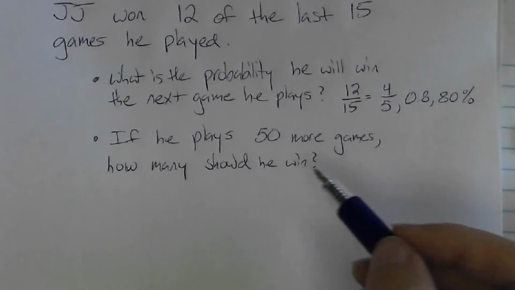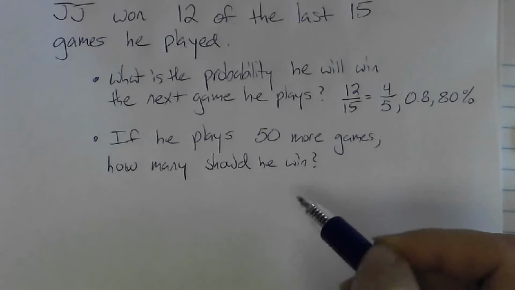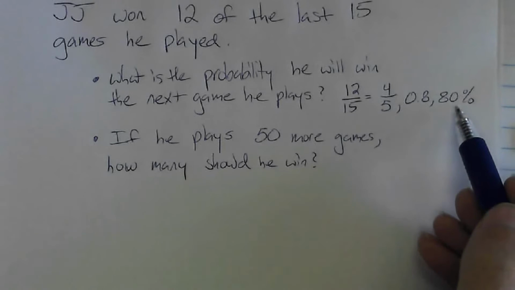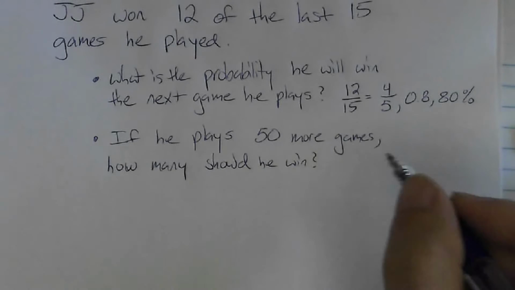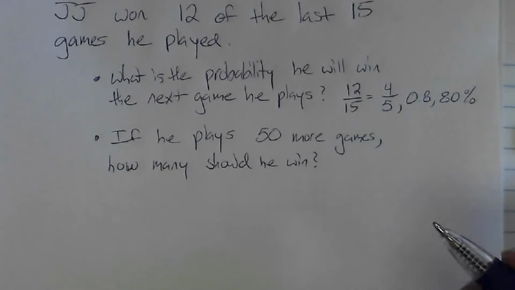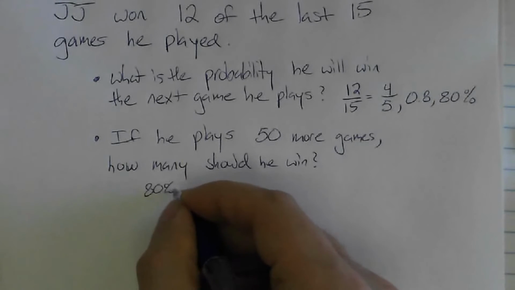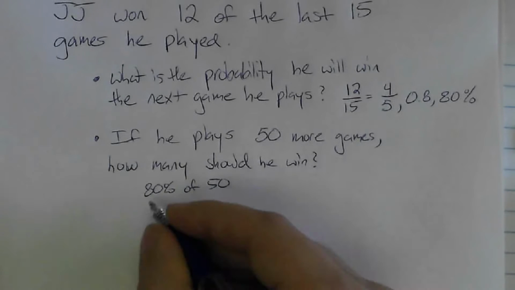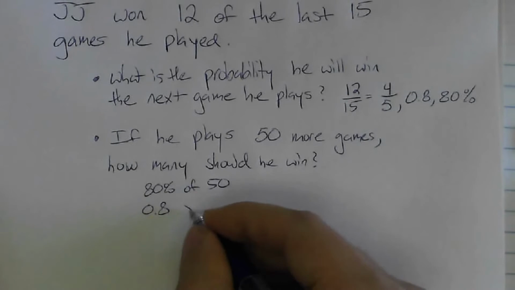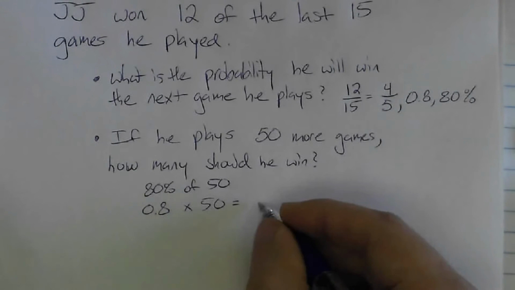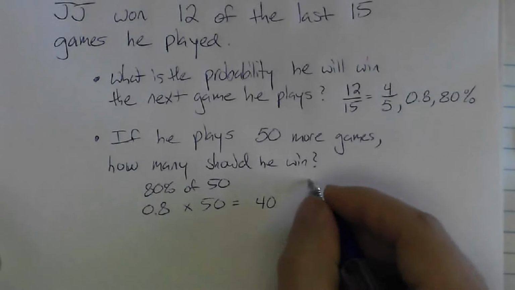Now, if he plays 50 more games, how many should he win? Well, he's going to win 80% of the time. So all we have to do is find 80% of 50. 80% as a decimal is 0.8. Multiply this by 50, and when we do that, we end up with an answer of 40.